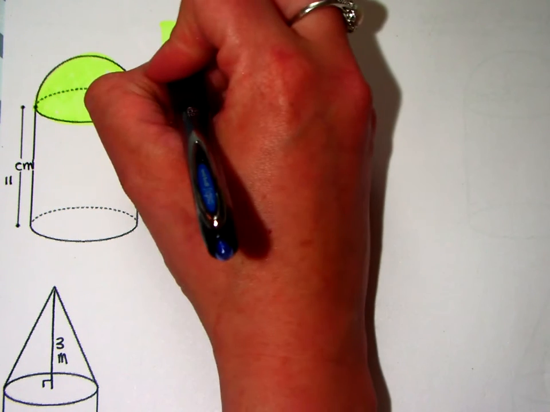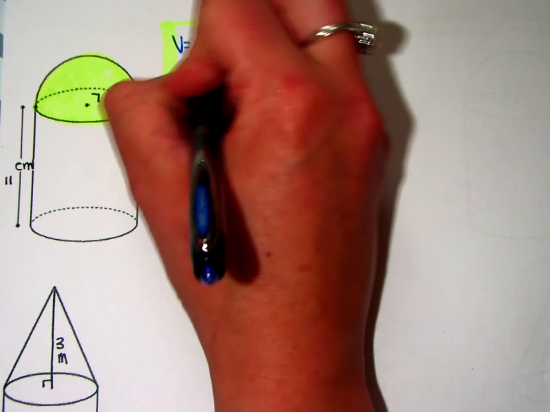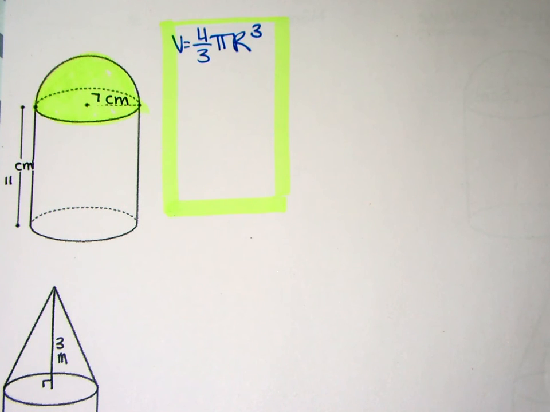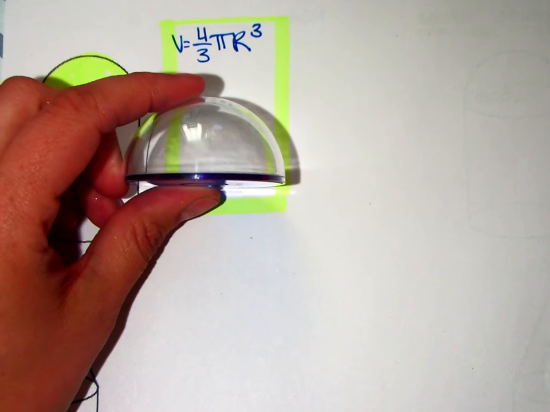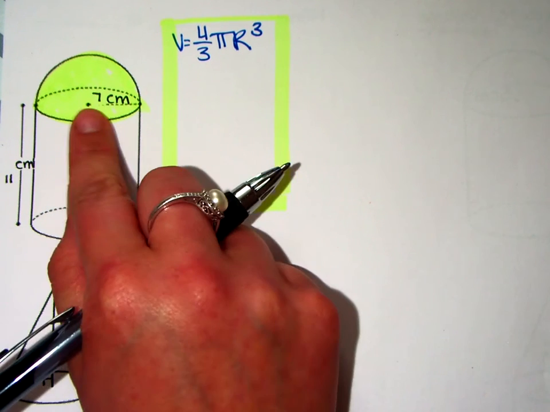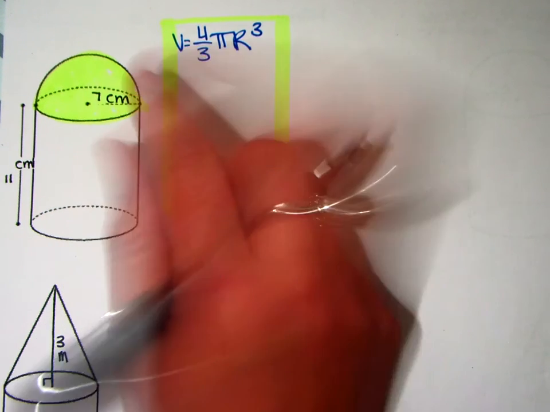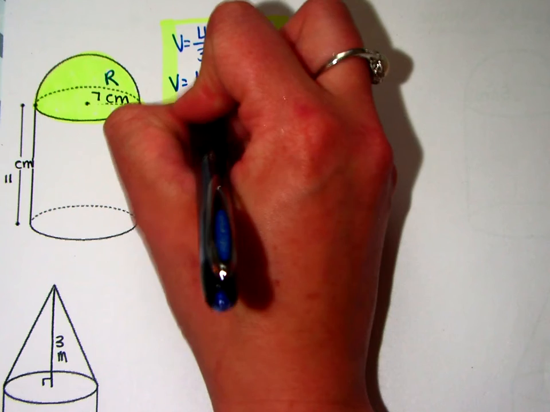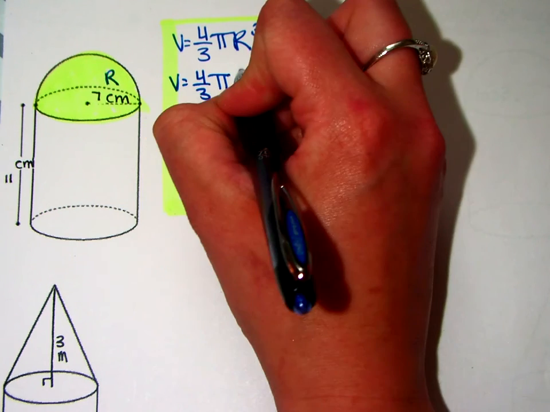My volume formula for a sphere is 4/3 pi radius cubed. That's honestly just a formula you have to memorize. The more times you write it, the easier it is. There's no base in a hemisphere. It's just half of a sphere. So let's calculate our radius. Looking at this picture, from the center to the point on the sphere, my radius here is 7. So volume equals 4/3 pi, 7 cubed.